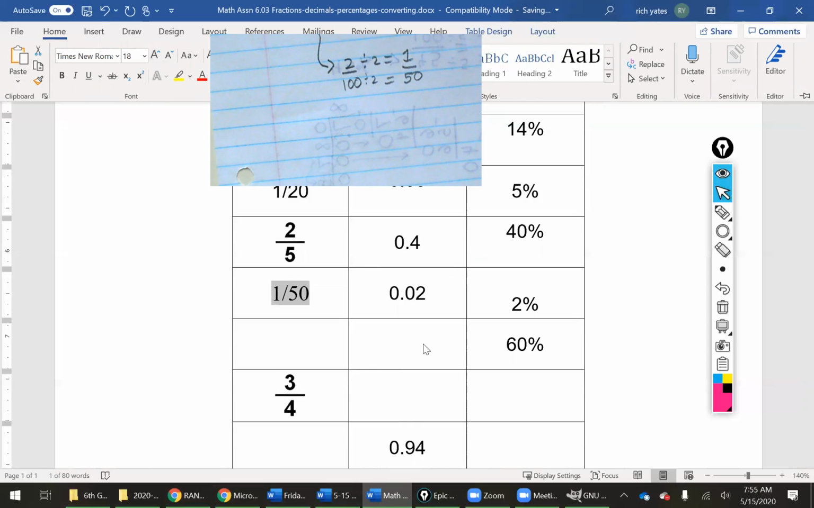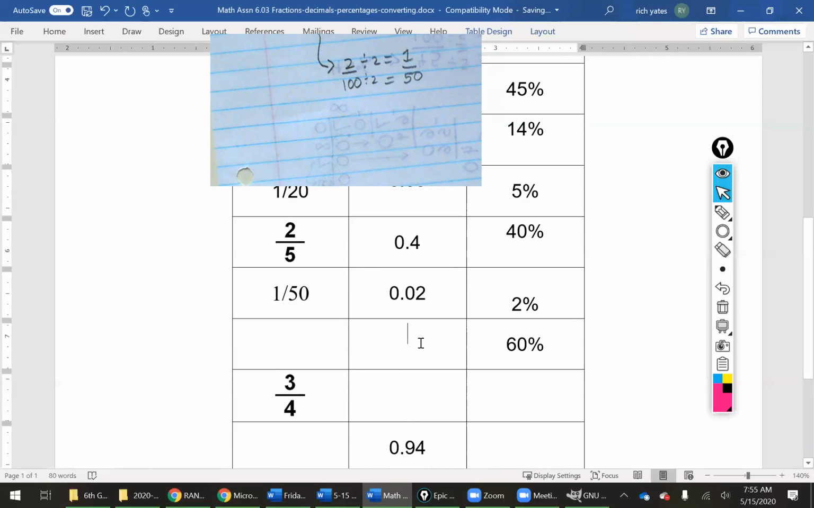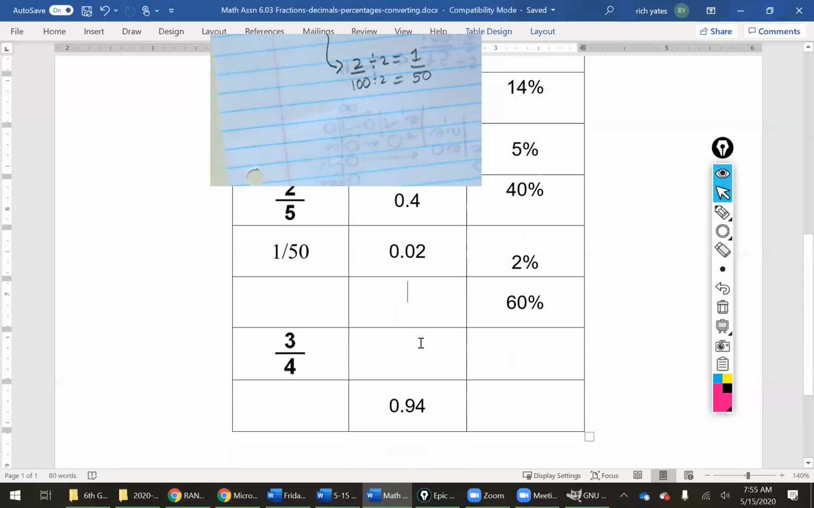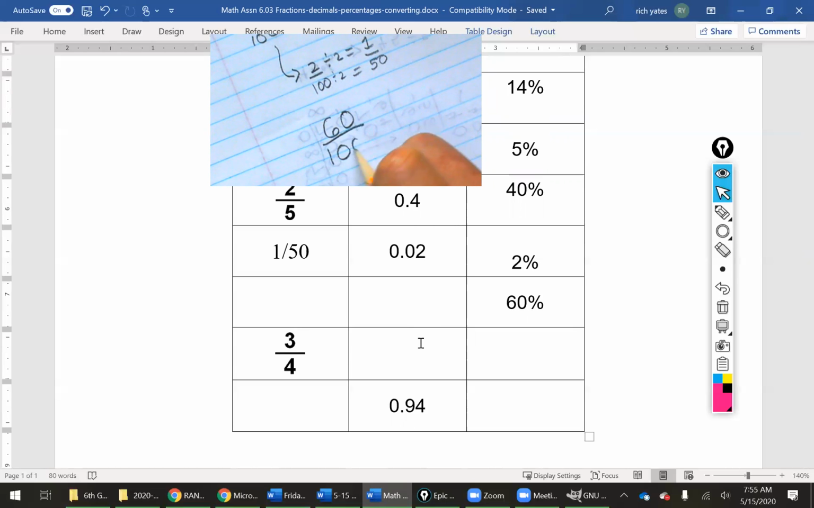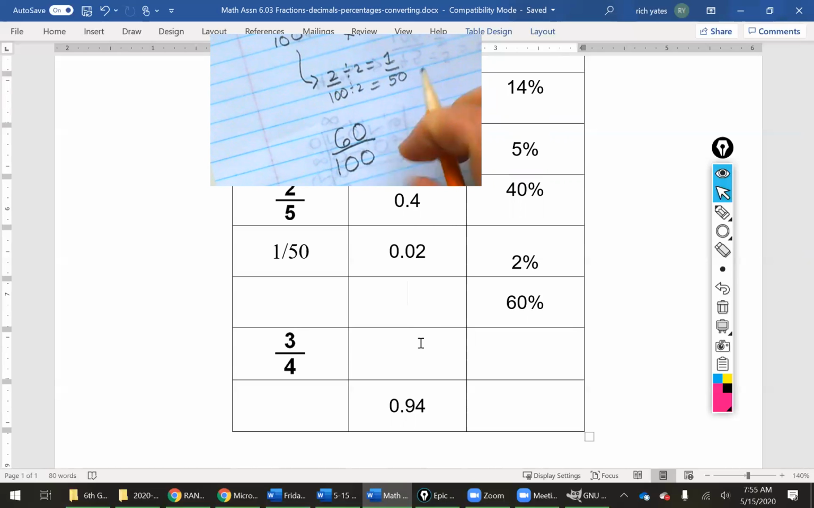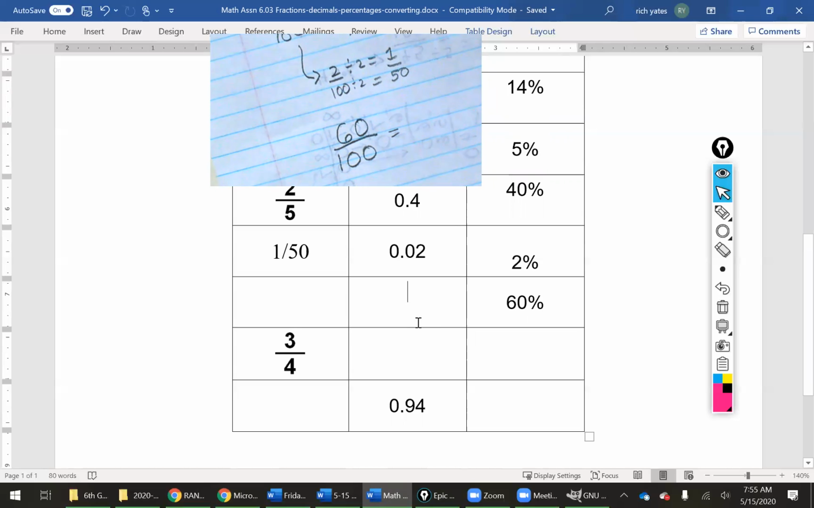All right, we're going to move on now to the next percent, which is 60%. Now with 60%, all I do is take off the percent sign, and it's 60 out of 100, so I know that my fraction can be 60 hundredths, and that's going to give me my decimal, which is equal to 0 and 60 hundredths, or I could just say 6/10.